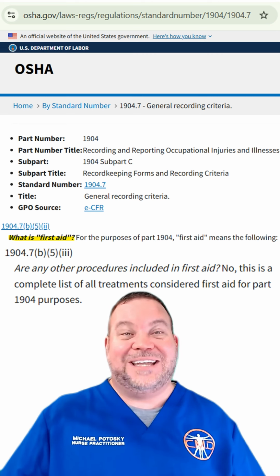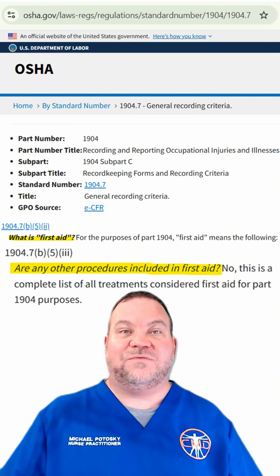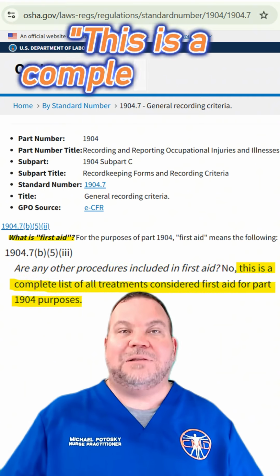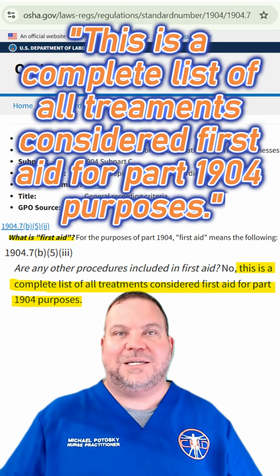Now that got into a really interesting discussion, and then we went all the way up to the project manager and the plant manager, all the way up the chain of command. We were having debates up and down, left, right, and sideways. And at the end of the day, all I had to do was fall back on this: "This is a complete list of all treatments considered first aid for 1904 purposes."